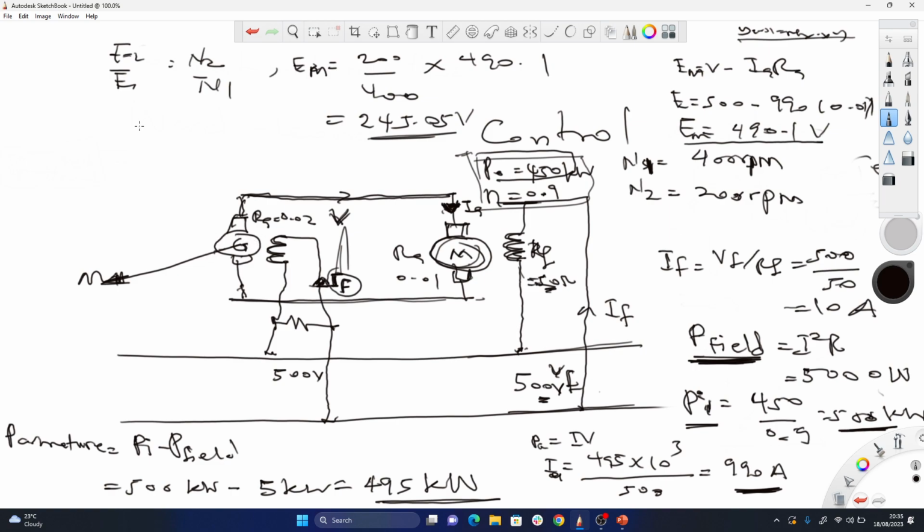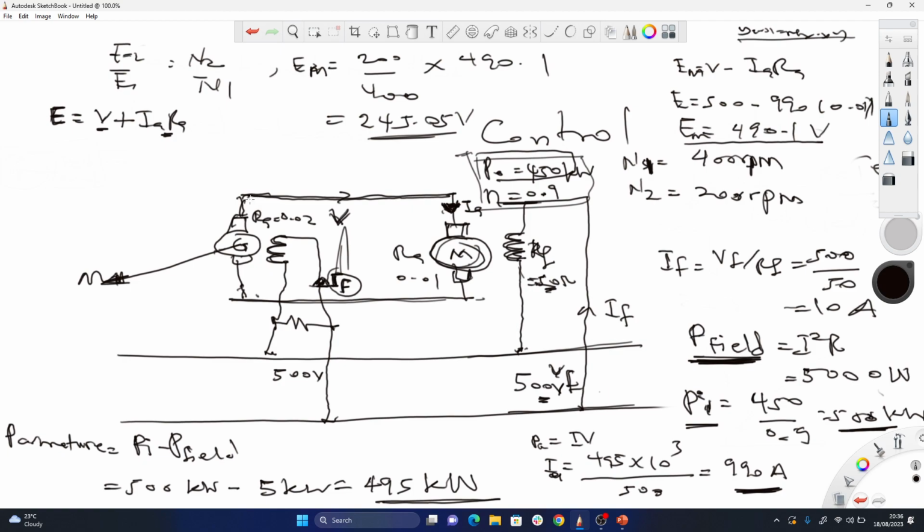Now let's see. We know that E is equal to what? Now we are looking at a generator. For a generator, E is equal to V plus IA RA. We know that, right? Yes, this is the motor; yes, for the generator it is the E. A portion of E is dropped, and the remaining goes to the terminal of the generator. So E is equal to V plus IA RA for a generator.